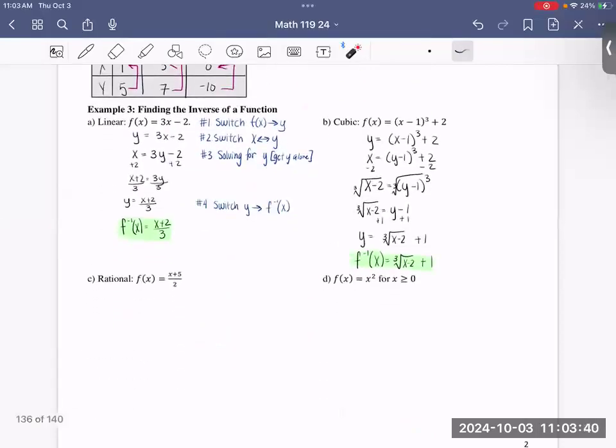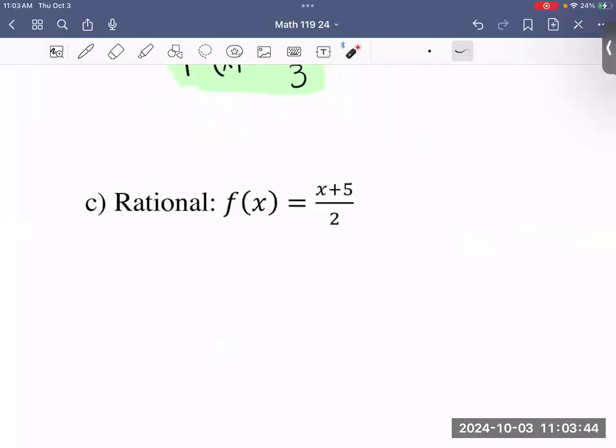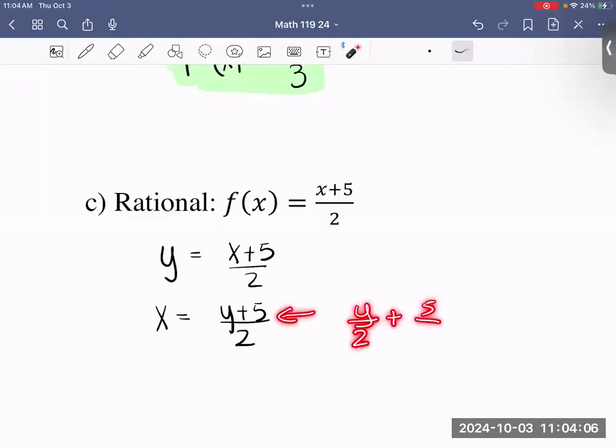So let's take a look at what we would do if we had a rational function. So the first few steps are still the exact same. Y is equal to x plus 5 over 2. X is equal to y plus 5 over 2. And now, again, we're trying to solve for y, but right now we have a fraction. So we could do one of two things. We could either break this up into two separate pieces, and now we have two fractions to work with, but at least your y is starting to get alone.